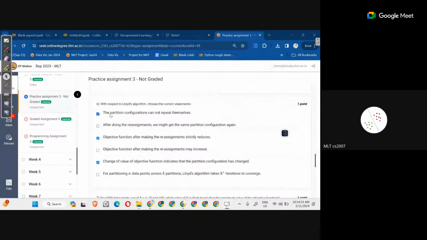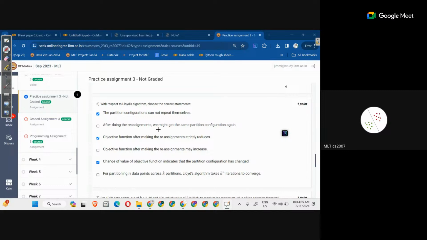Okay. Let's move to question number 6, which says: with respect to Lloyd's algorithm, choose the correct statement. The partition configuration cannot repeat themselves. So yes, this is true. A point will only move when its distance to another centroid is lesser. So if it is lesser, then obviously it cannot move to the same centroid. The same configuration can't repeat.